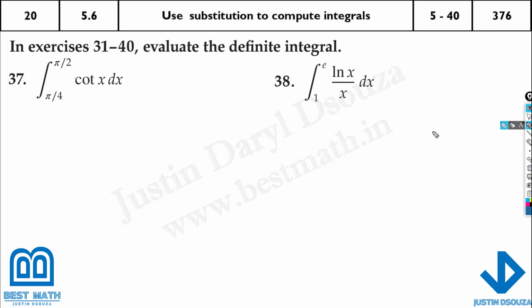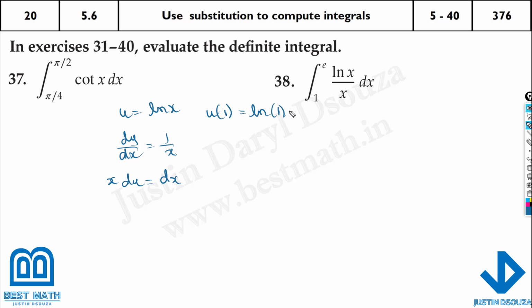What about this problem here? Now this is pretty easy because you can see ln x is the more complicated term. So if we take this as u, we can easily eliminate x because the derivative of ln x is 1 by x. Let's assume u to be natural logarithm of x, and du by dx will be equal to 1 by x. So what is du? That is dx, but the x multiplies with du. It's not over. u of 1 is equal to ln of 1, that is 0. And what about u of e?